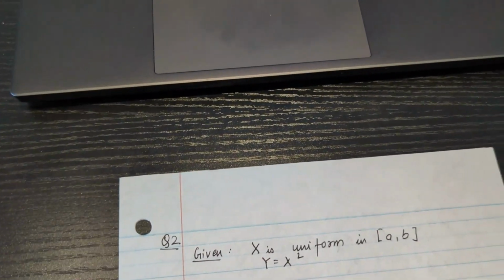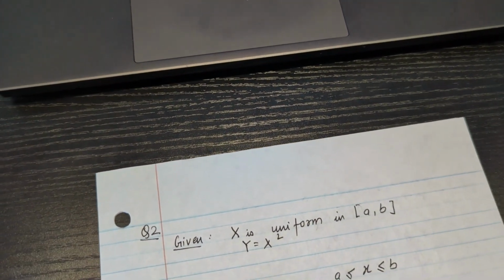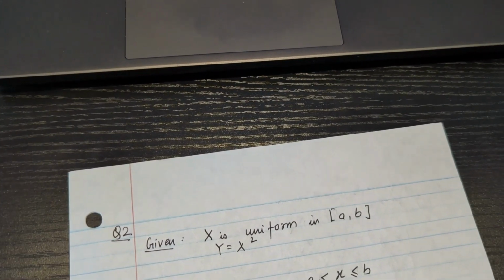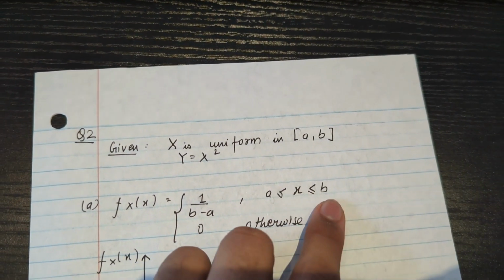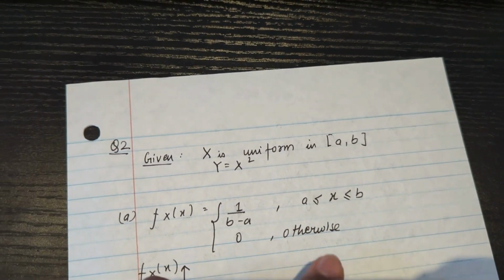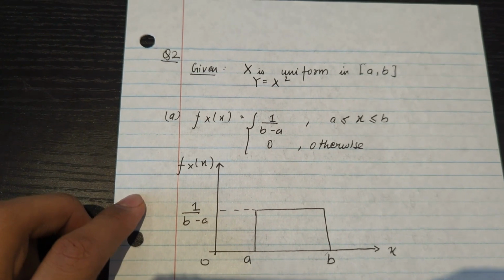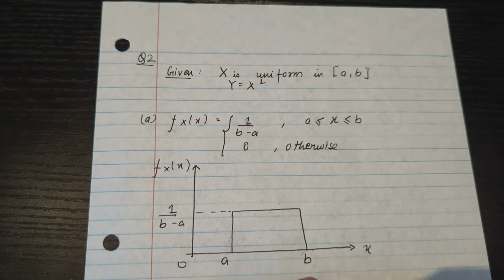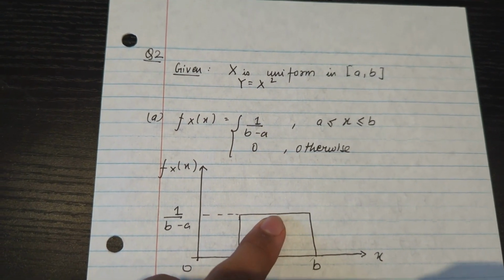So the uniform distribution can be defined as f_X(x) equals 1 over b minus a, where x ranges from a to b, and it will be 0 otherwise. So if we draw the plot, it is a rectangle where x ranges from a to b with a constant value of 1 over b minus a.